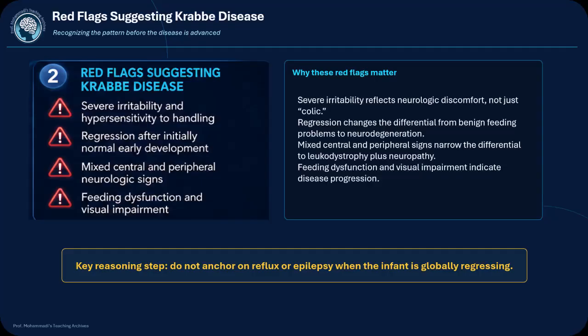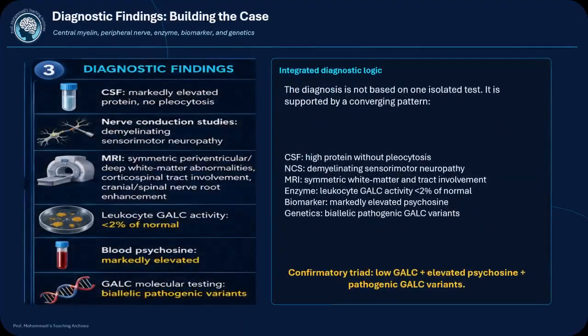Next slide, please. The diagnosis is built from a converging pattern rather than from one isolated test. The CSF shows markedly elevated protein without pleocytosis, supporting a non-inflammatory demyelinating process. Nerve conduction studies show a demyelinating sensorimotor neuropathy, which helps explain the absent ankle reflexes. The MRI shows symmetric white matter abnormalities, with involvement of deep white matter and corticospinal tracts. This pattern supports a leukodystrophy rather than an acquired focal lesion.